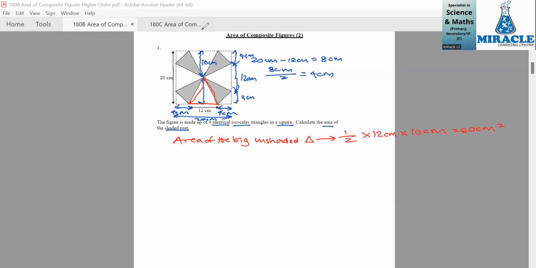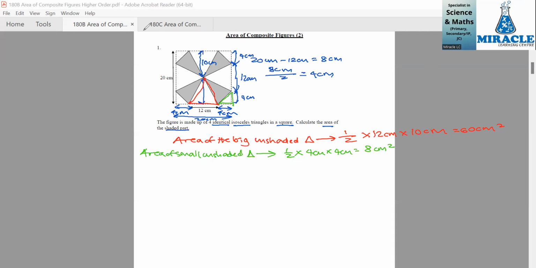So now let's find the area of the smaller unshaded triangle, which is this triangle over here. And this would be half times base times height, which is half times 4 times 4. And this gives us 8 cm squared.